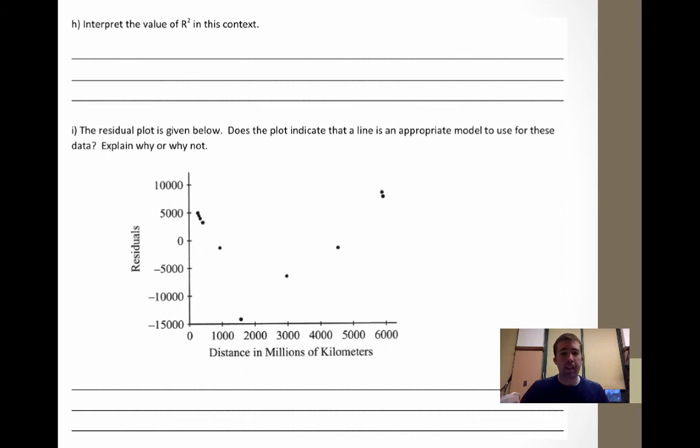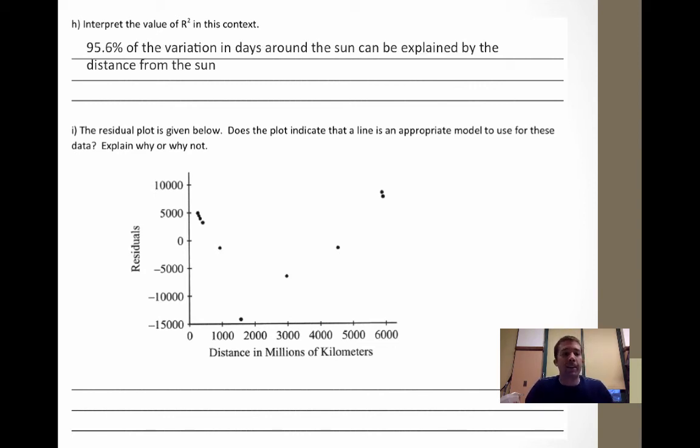All right, we're going to work through the last problem. There's a technical glitch, so we're going to work through H, I, and J, most likely, together. Interpret the value of r squared in this context. You should have had 95.6% of the variation in days around the sun can be explained by the distance from the sun. That's the variation in y explained by x.